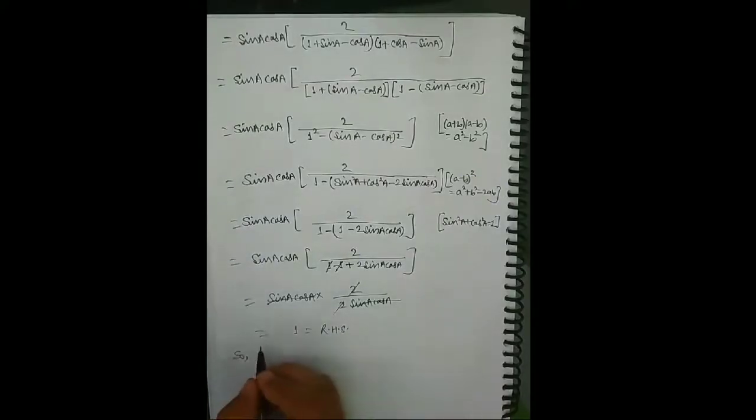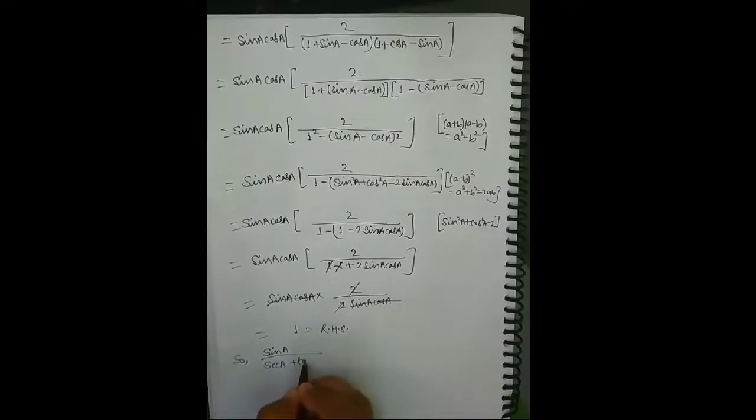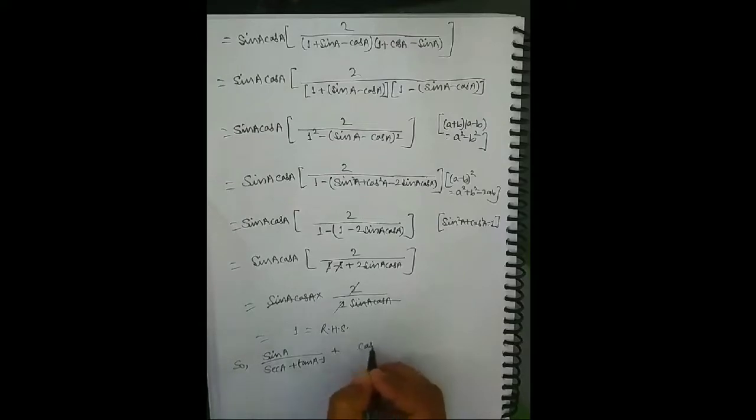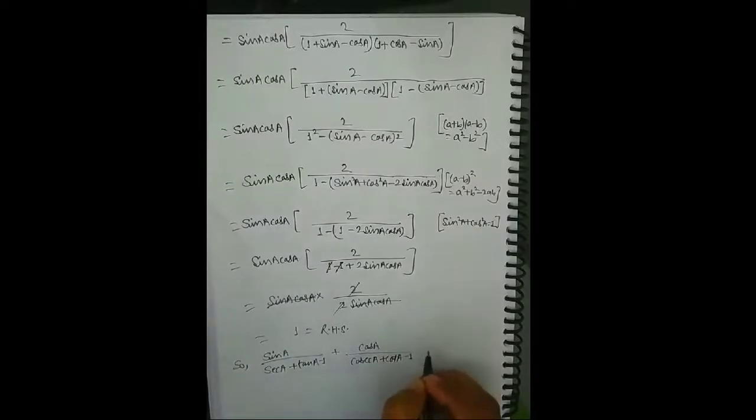So we can see that sin A upon sec A plus tan A minus 1 plus cos A upon cosec A plus cot A minus 1 equal to 1. Proved.